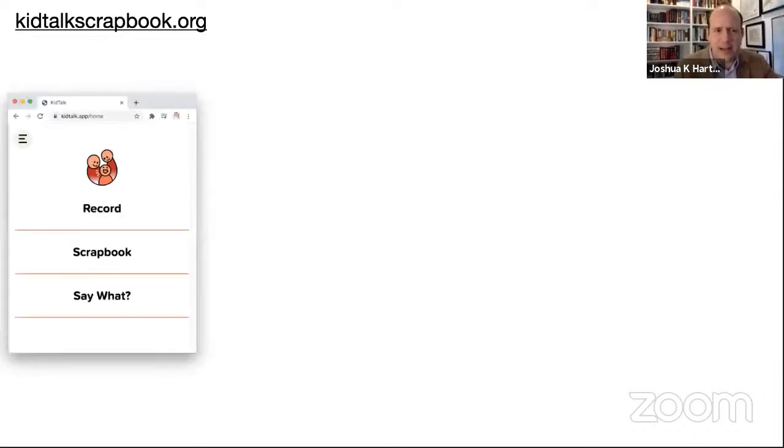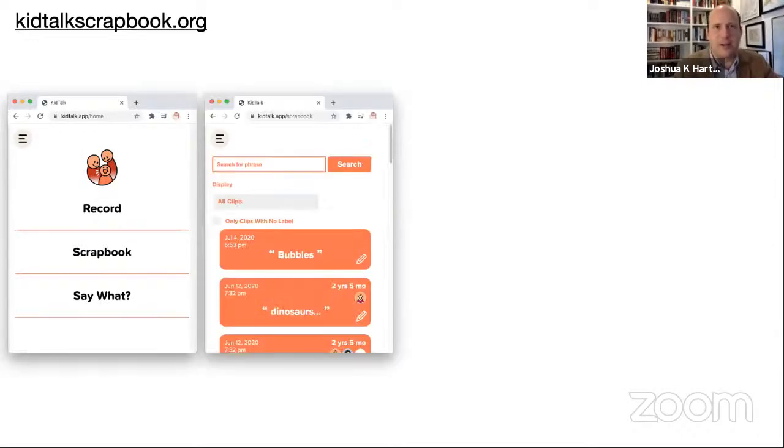The other one that I have to mention, because we're trying to recruit subjects right now, so if you've got kids, check out kidtalkscrapbook.org. This is really a social media style study. We'll see how it goes. It's basically an app where you can make an audio scrapbook. So here's my audio scrapbook as of a little while ago, of conversations with my toddler.